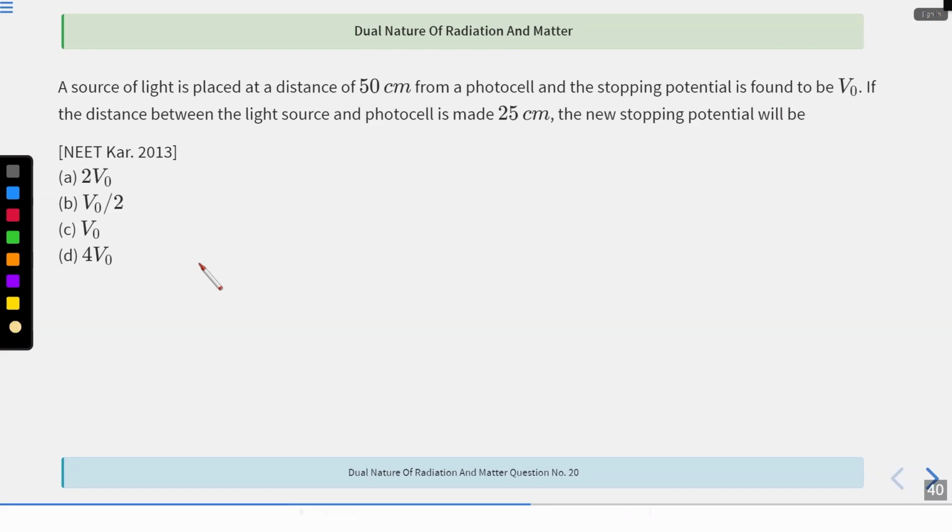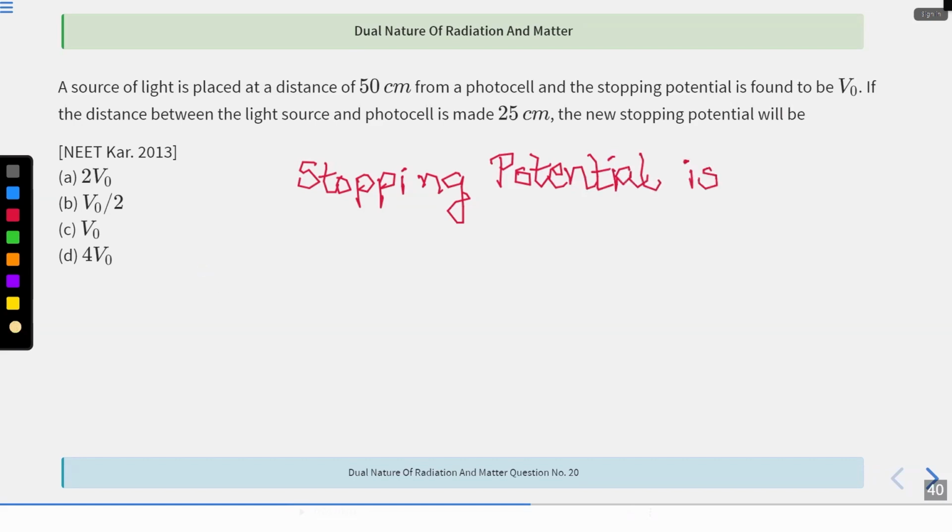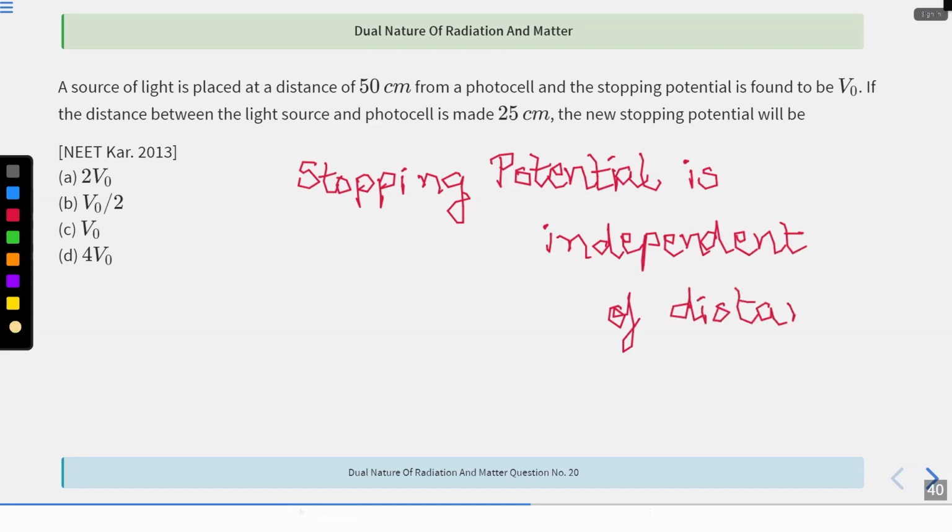So since it is independent, we know that stopping potential is independent of distance. So it doesn't matter if it is kept at 50 centimeter, 25 centimeter, or even 75 centimeter. So therefore, the stopping potential will always remain V naught, and therefore our option C is the correct answer.